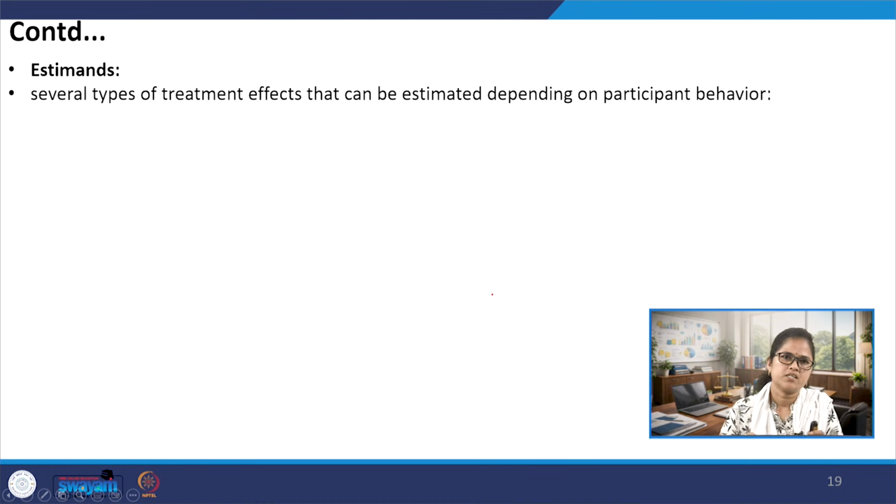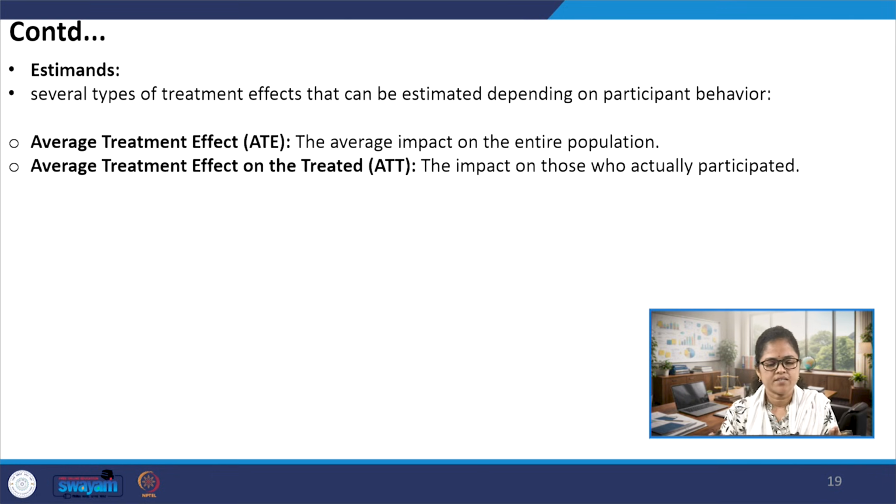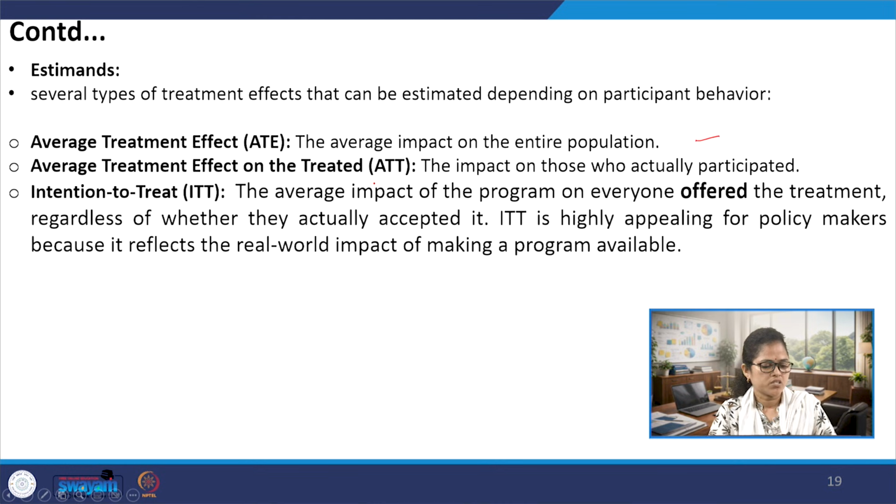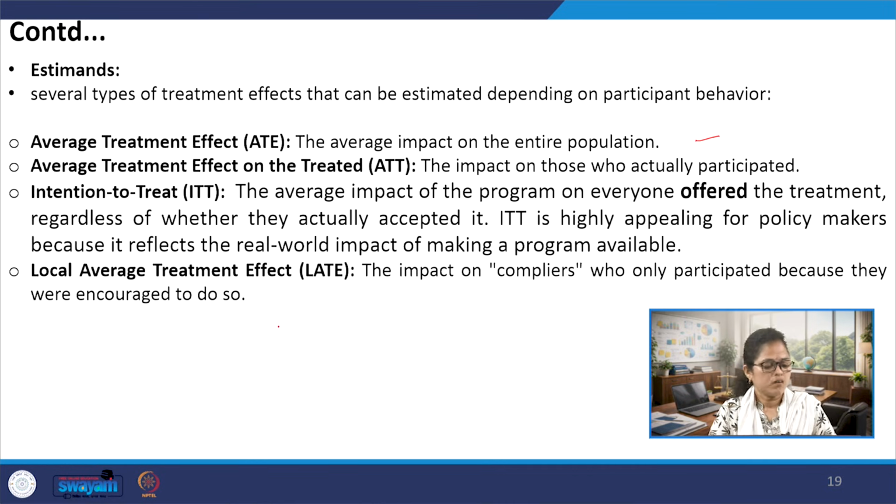Here we discussed several types of treatment effects that can be estimated depending upon participants' behavior. We discussed average treatment effect, average treatment effect on the treated, intention to treat, and also the local average treatment effect.